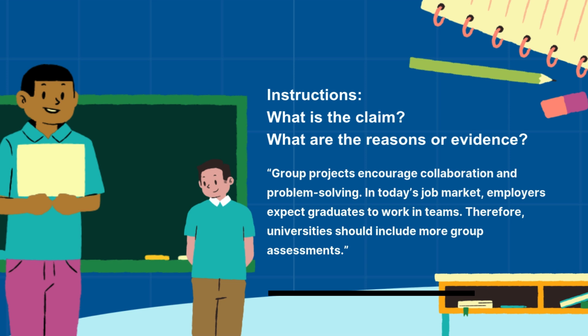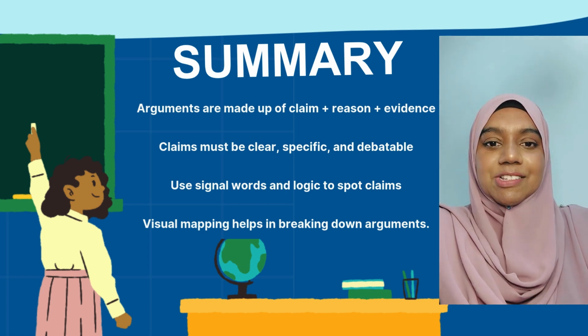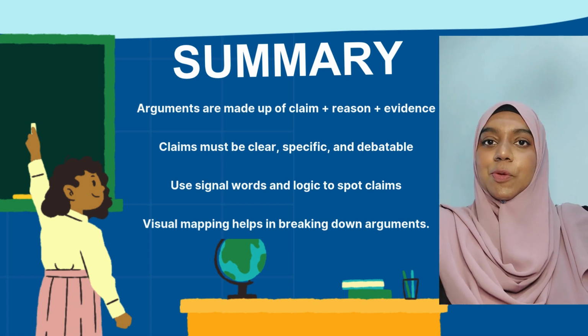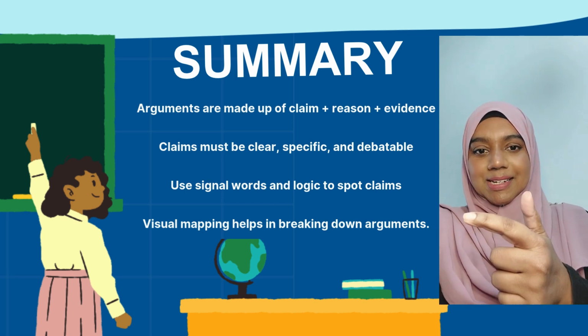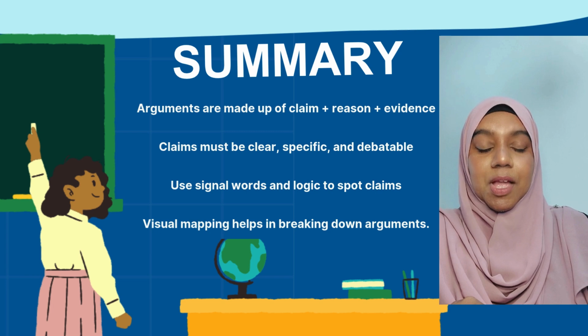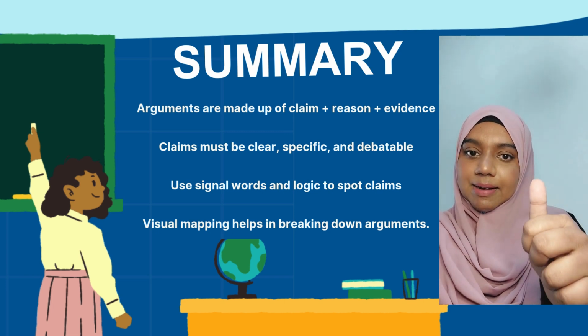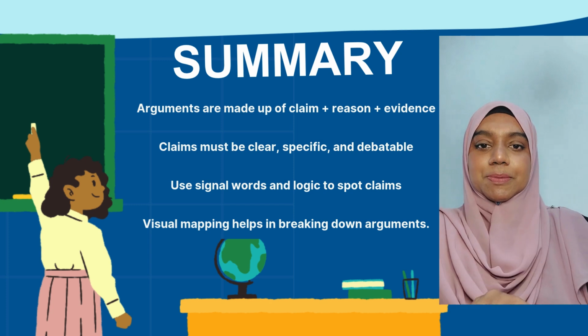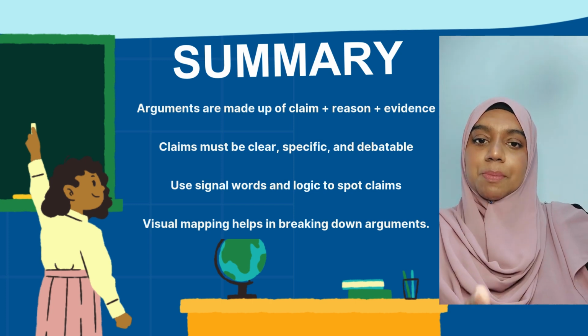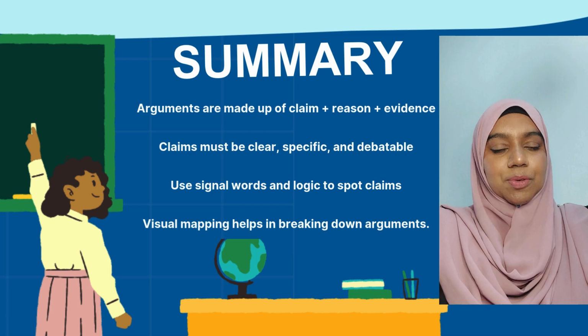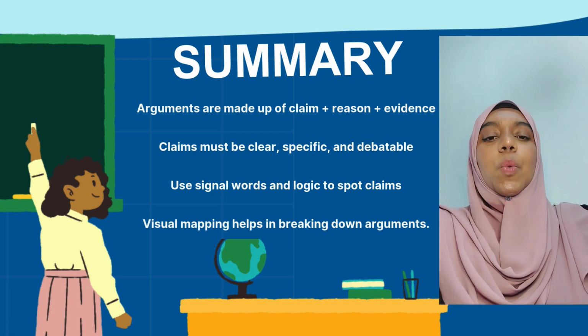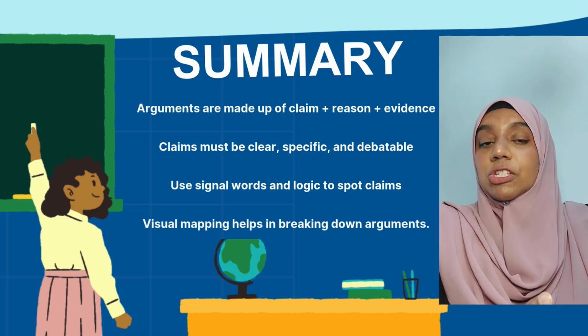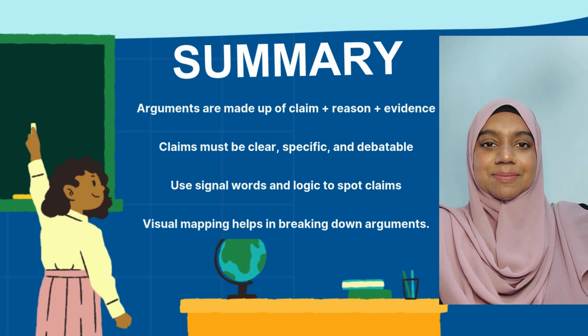The claim is universities should include more group assessments. The rest are reasons and supporting points. Let's review what you've learned. Arguments have a claim, a reason, and supporting evidence. Strong claims are clear, specific, and debatable. You can use argument maps to break text down. In the next lesson, we'll focus on evaluating the strength of the evidence itself.